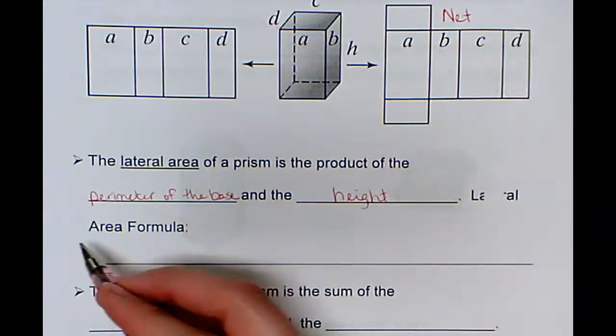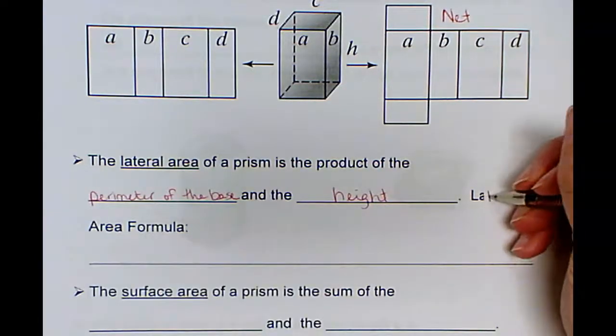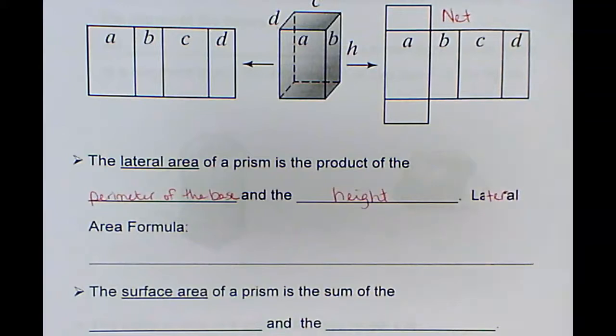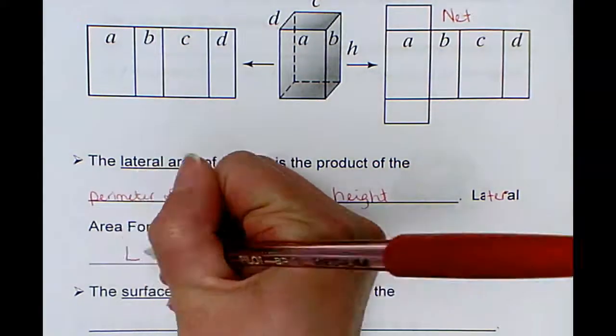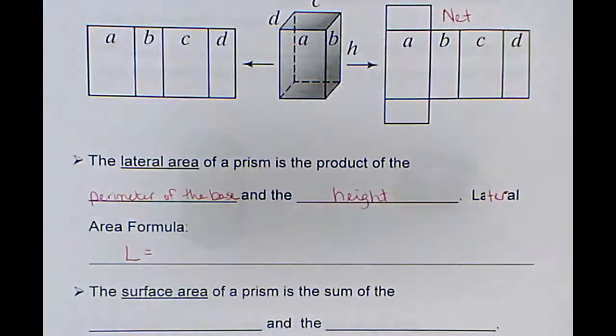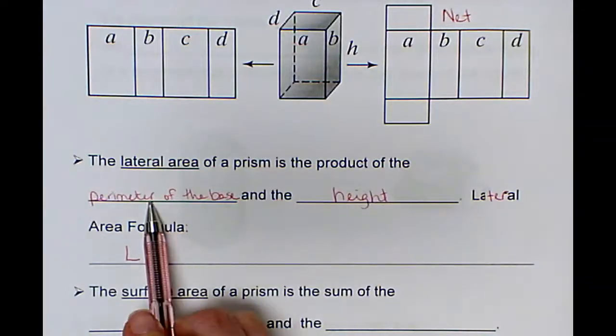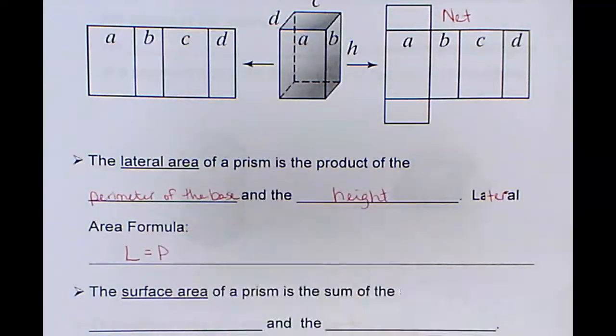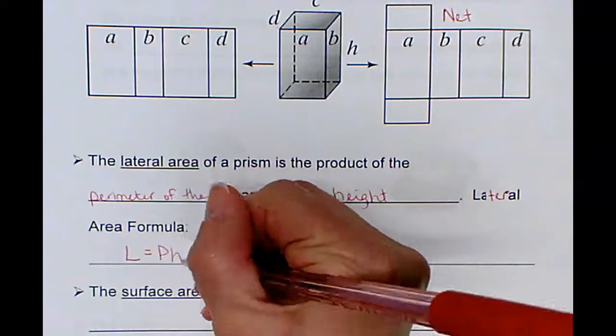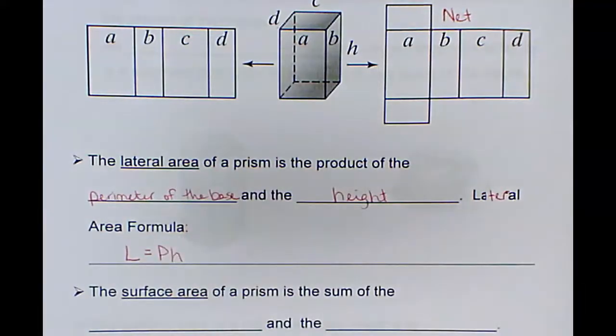Now this piece should have gone down here. The lateral area formula for a prism is L equals, L stands for the lateral surface area, the perimeter of the base, capital P, times the height, lowercase h. So this is the formula for the lateral area of a prism.